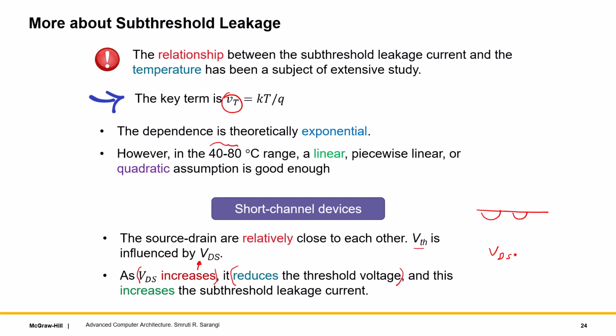So VDS increases as it is fine, VDS increasing means that you have raised the supply voltage primarily because to sustain a higher frequency. So that would increase leakage, but that would also reduce the threshold voltage, and it would increase the sub-threshold leakage current as well. Okay, that's kind of a double whammy for us, but in any case, the message is that don't increase the supply voltage, try out other architectural tricks. So this is known as a short channel effect.